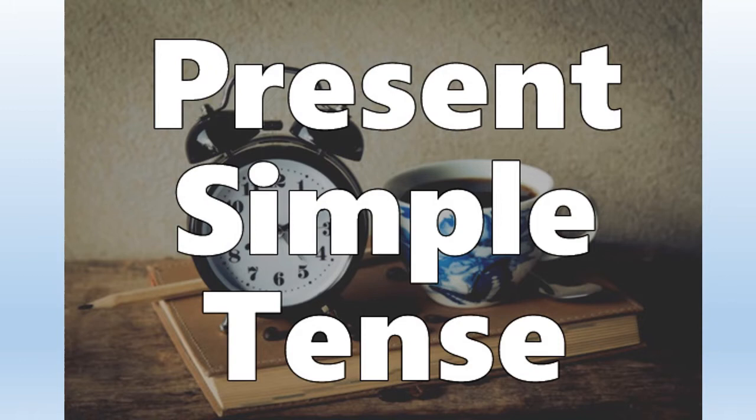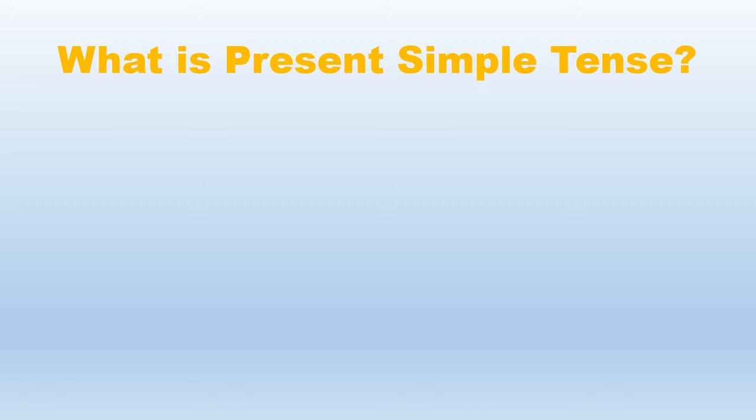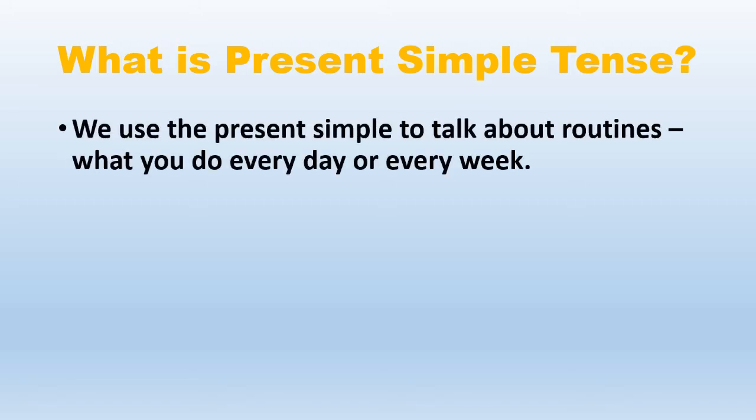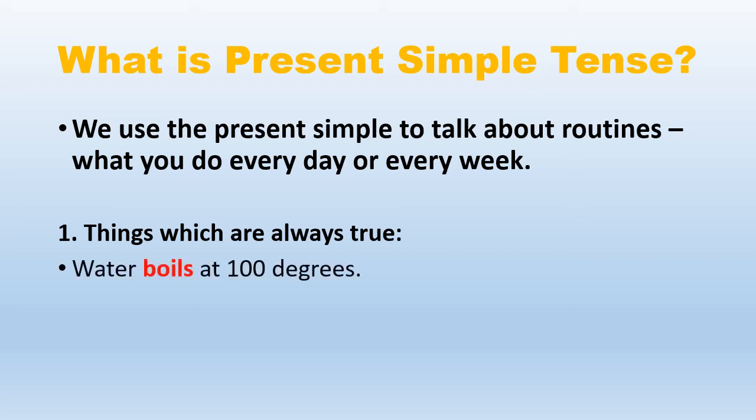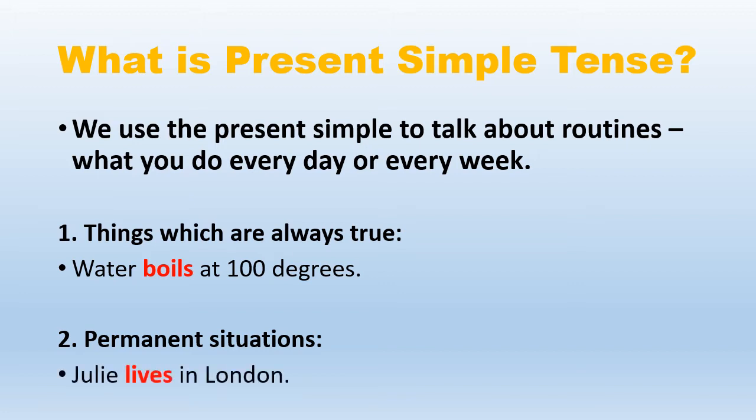What about the present simple tense? What is the present simple tense? We use the present simple to talk about routines, what you do every day or every week. Things which are always true, facts. Water boils at 100 degrees, for example. A permanent situation is a situation that will last forever. Julie lives in London. This is a fact about her. That is permanent, it's not temporary.